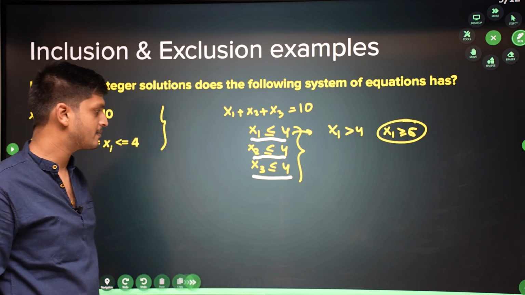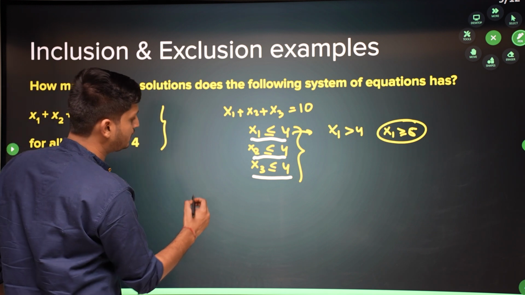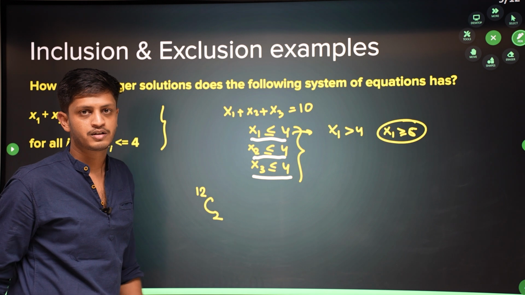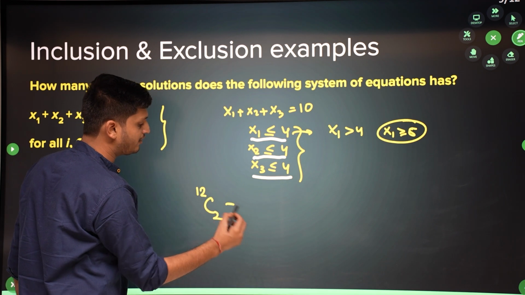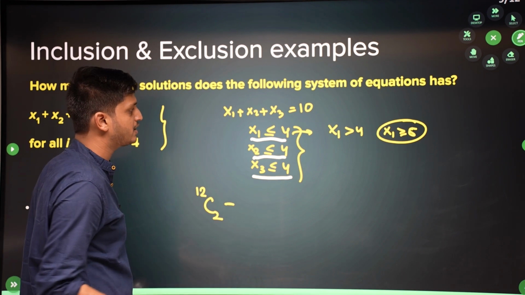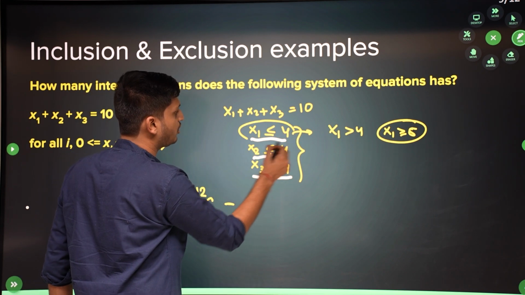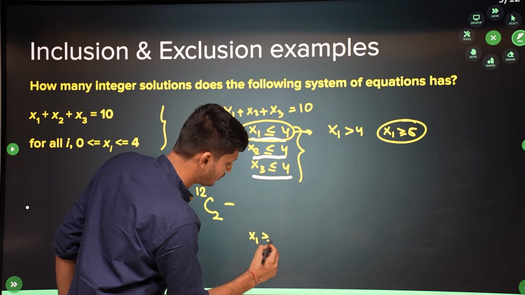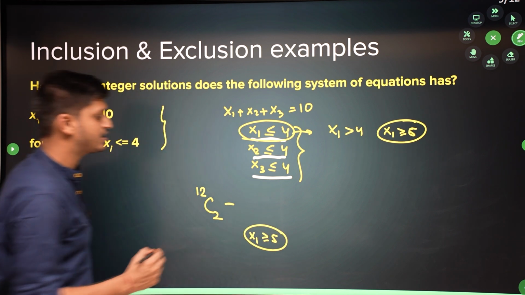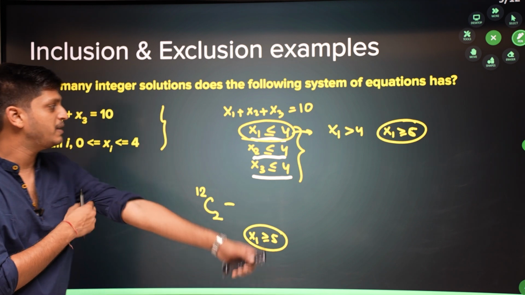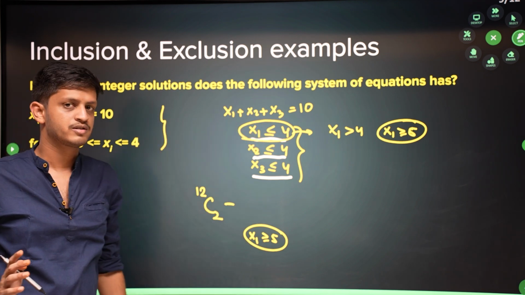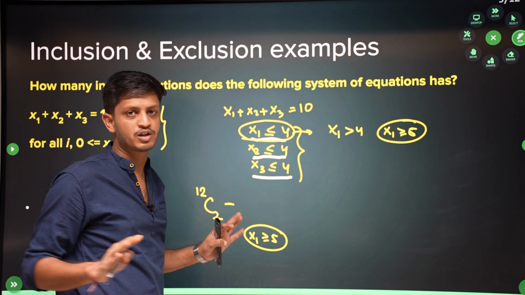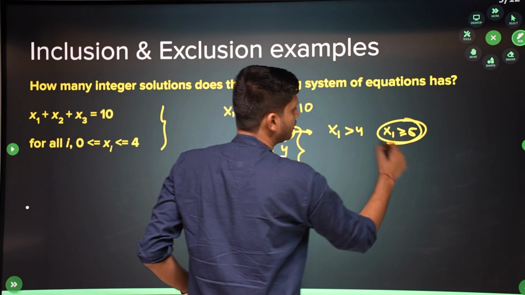So how do I solve this problem? I know that the total number of solutions to this problem is 12C2. Now I subtract all the possible combinations in which x1 is not in bounds. I subtract all the ways in which x1 is greater than or equal to 5. It means that x1 is not following its bounds. If x1 is greater than or equal to 5, we don't want such solutions. And this problem is easier to solve.